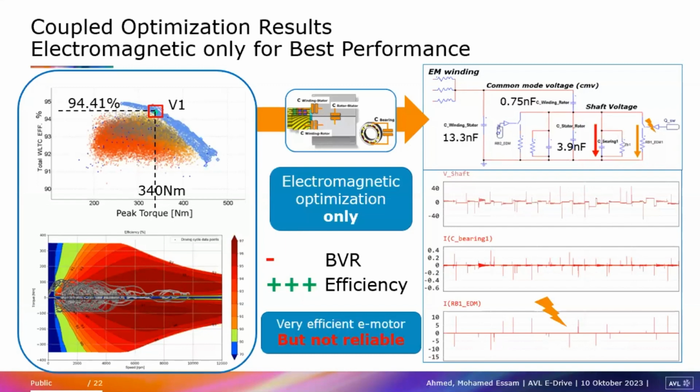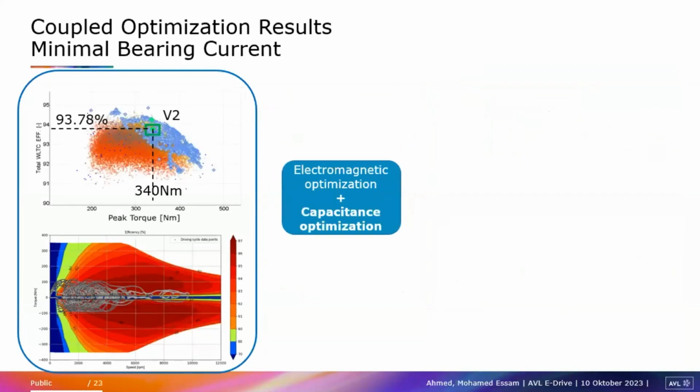And you can see here, this is the value, 0.75 nanofarad, for example. This is for the winding rotor. Now we changed the optimization target to include the capacitance and minimize the bearing voltage ratio, and compromise the efficiency. So you can see we dropped the efficiency to 93.7.